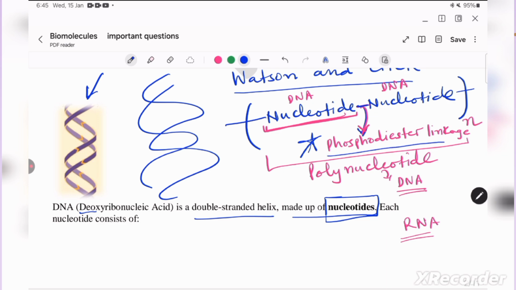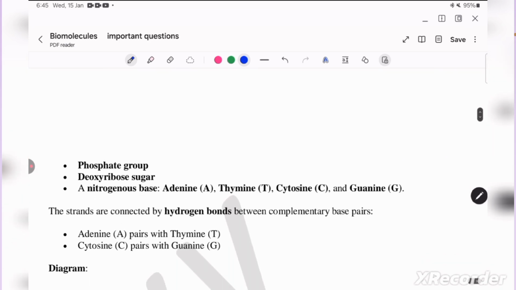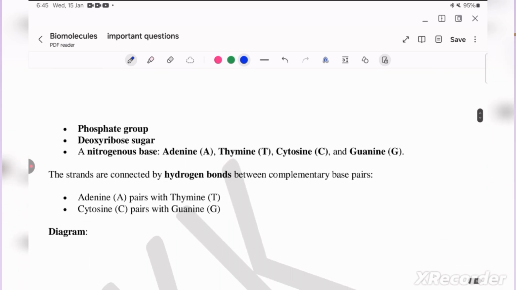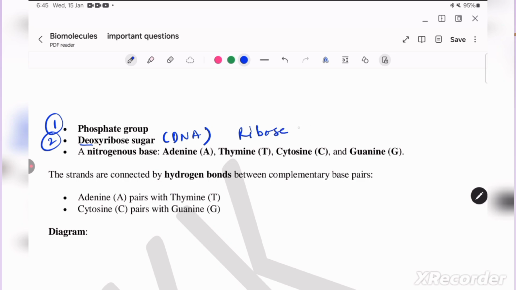So children, now let's understand in detail what a nucleotide is. Basically, a nucleotide is a unit consisting of three parts. Number one, a phosphate group. Number two, a sugar, that is, it can be a deoxyribose sugar in the case of DNA, or it can be a ribose sugar in the case of RNA, right? So both DNA and RNA will contain a phosphate group, both will contain sugar, but in the case of DNA it will be deoxyribose sugar, and in the case of RNA it will be ribose sugar.